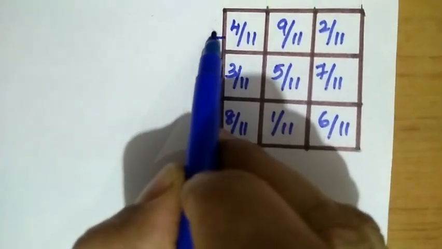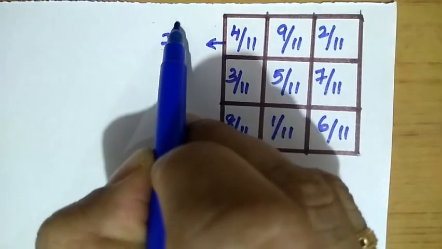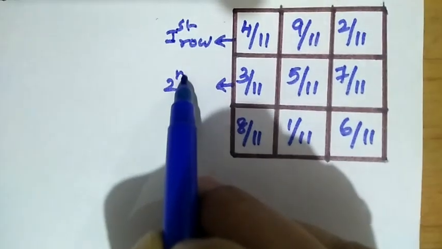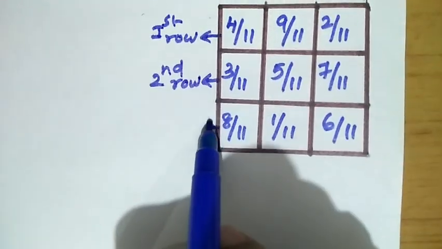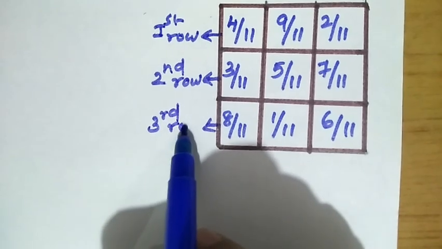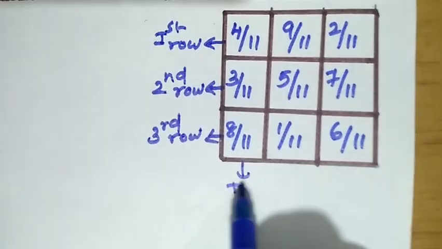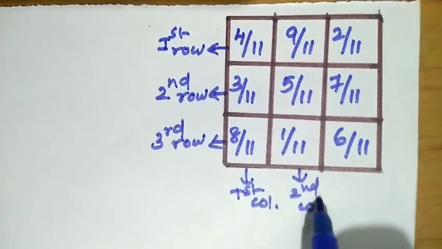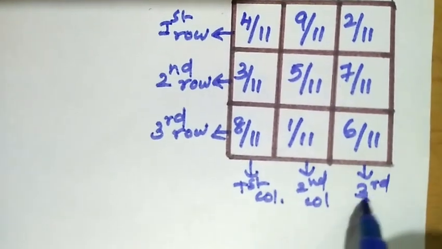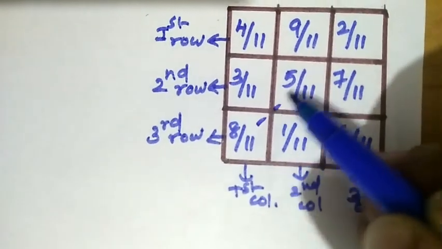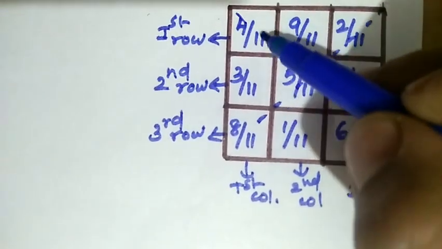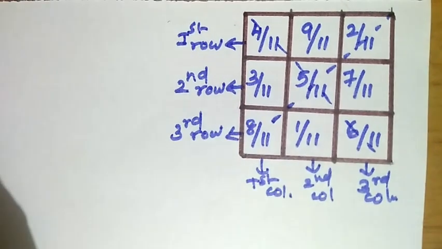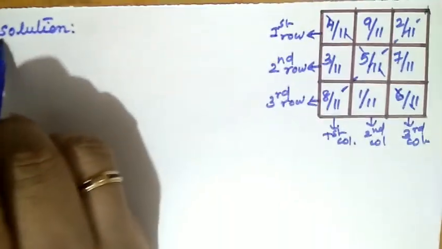So I am marking this as the first row. Similarly, second row, third row. This side, first column, second column, third column. If we go like this, it is called a diagonal. Two diagonals: the first diagonal and the second diagonal. Let us see the sum of each row, column and diagonals. First row.